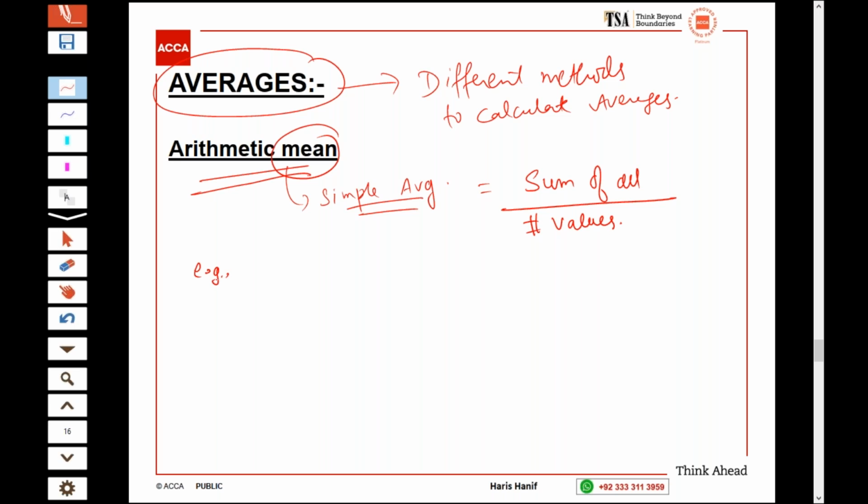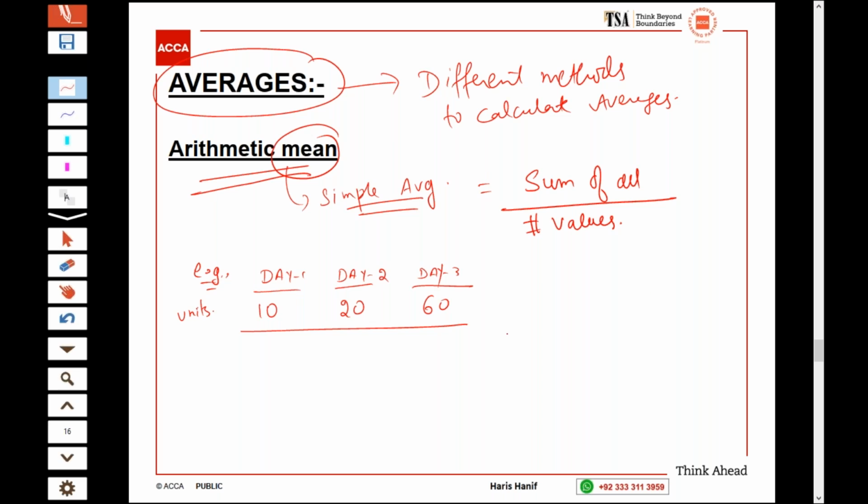For example, day one, day two, day three. Okay, there are three values. Now, whatever the data is, it could be the number of units, or the number of students in the class. For example, there are 10, 20, and 60.